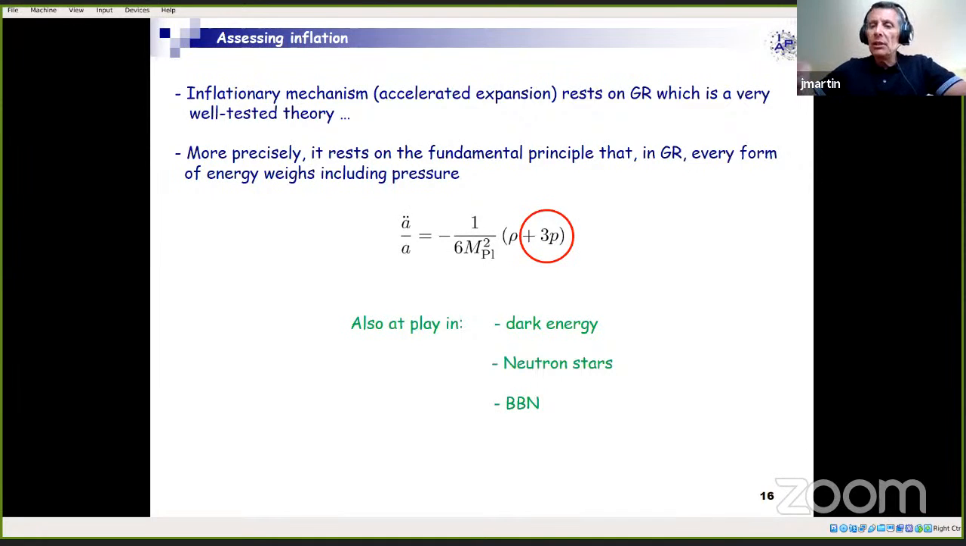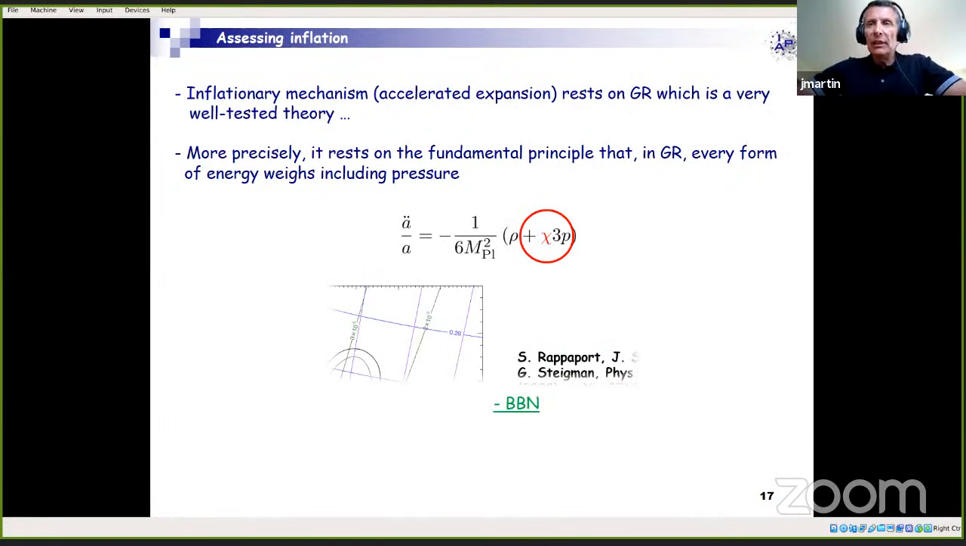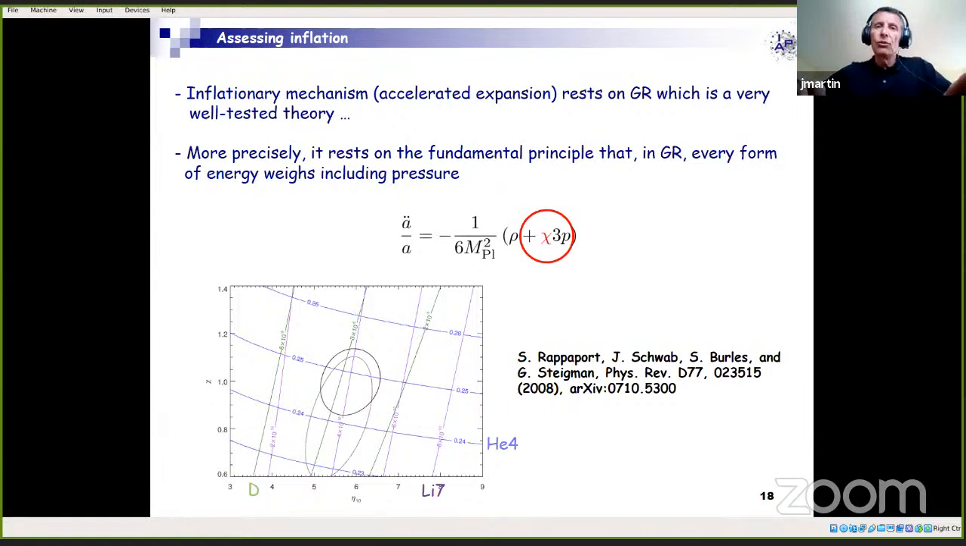And let me show you what can be done with the BBN. So in this paper, people have tried to test how much the 3p term is important for BBN. What they have done is introduce an ad hoc modification of the acceleration equation with a chi parameter, which is completely phenomenological. And using this equation, they have rederived the abundance of the nuclear elements produced in the early universe.